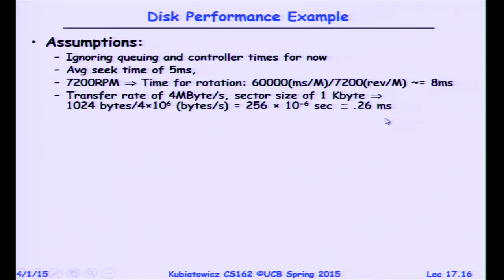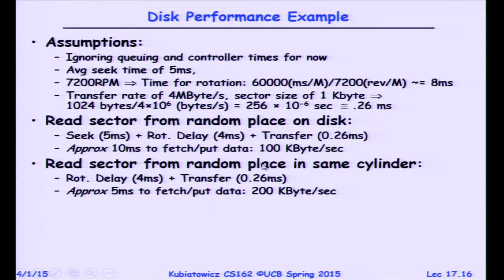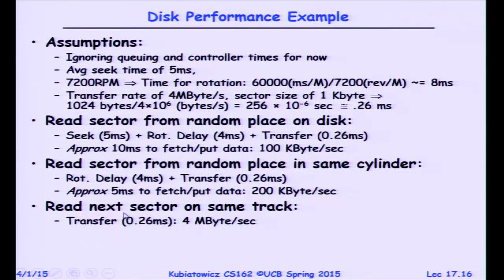If you're never quite sure which units are being used when they say K or M, ask. Okay? So if we want the time to read a sector from a random place on the disk, we add up the seek time of 5 milliseconds, half a rotation, 4 milliseconds, and transfer time, 0.26. That adds up to not quite 10 milliseconds, so we can do about 100 kilobytes per second if we keep reading randomly. If we don't change the heads, but rather just read from random sectors on a track, which really doesn't make a lot of sense but illustrates a point, that roughly doubles to about 200 kilobytes per second. And if we just read the next sector on the same track, it's about 4 megabytes per second. So there's a strong advantage to going for locality on a disk.